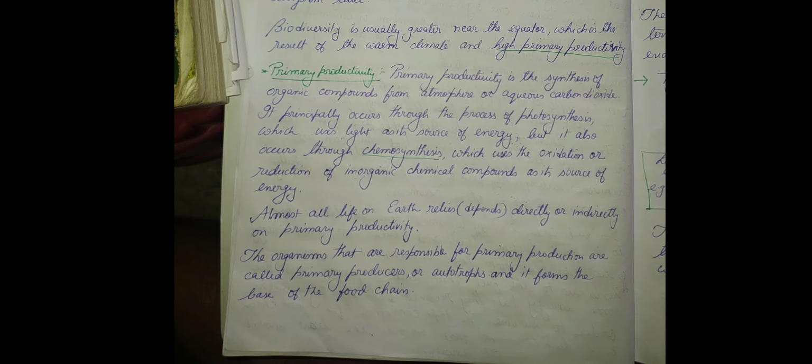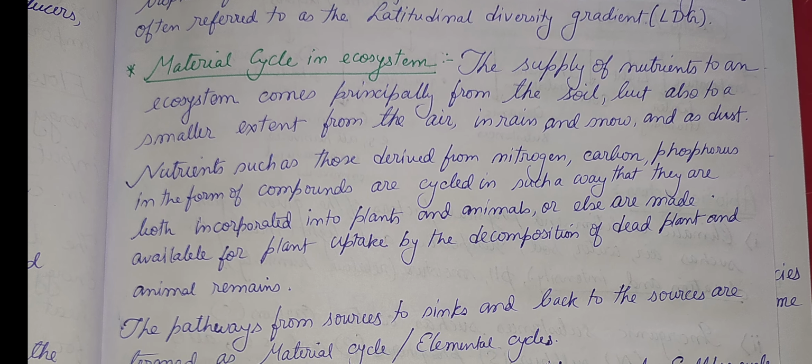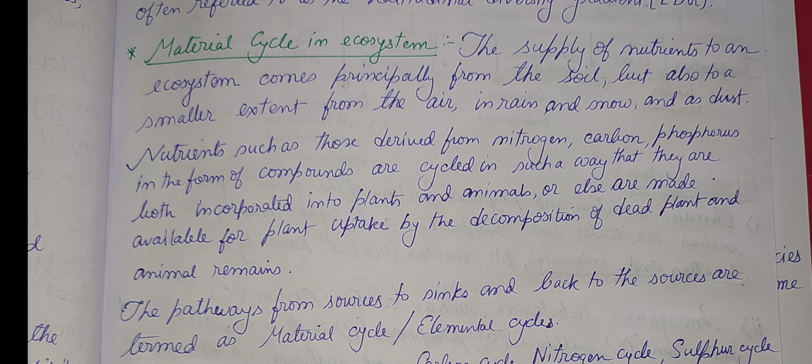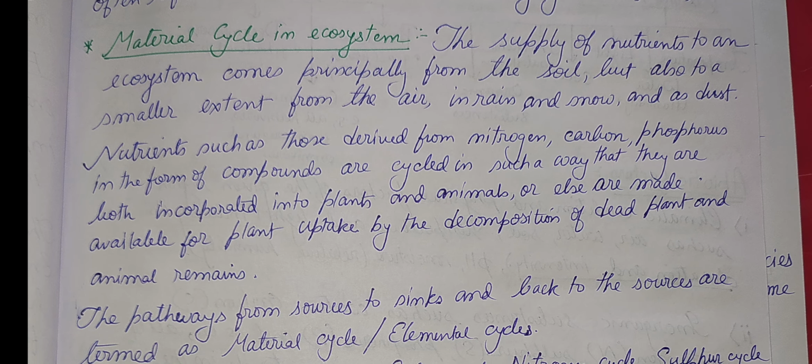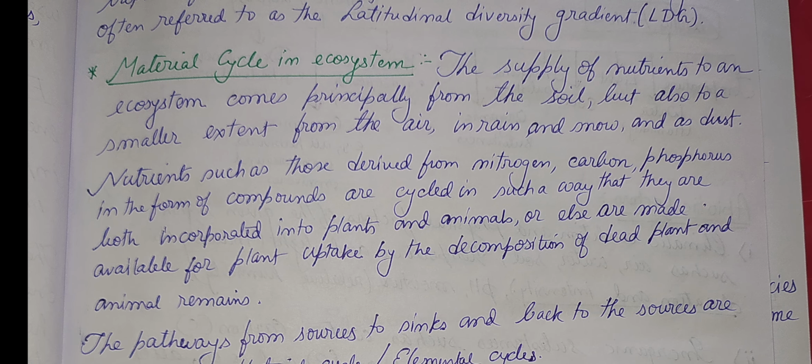The last thing that I will try to share with you, and also the types of ecosystem a little bit, is the material cycle in ecosystem. This is a quite bigger topic. Material cycle is the supply of nutrients to an ecosystem that principally comes from the soil, but it also comes in the form of air, through rain, through snow, and as dust also. And nutrients are not found directly as elements; they are found in compound forms, which are recycled throughout the process in the food chain.